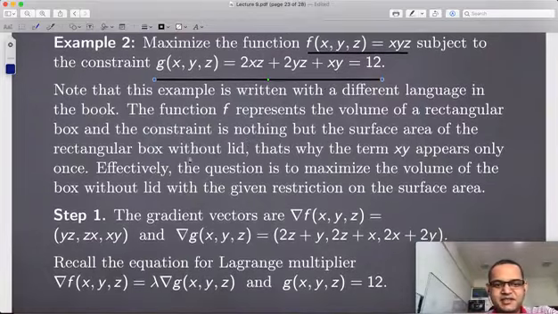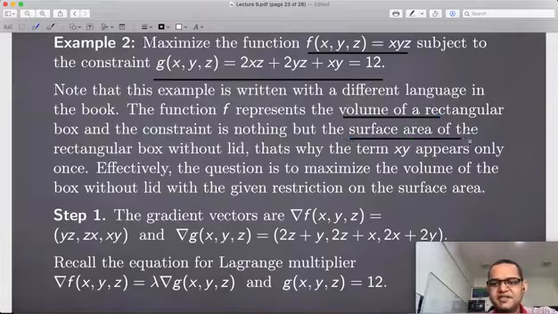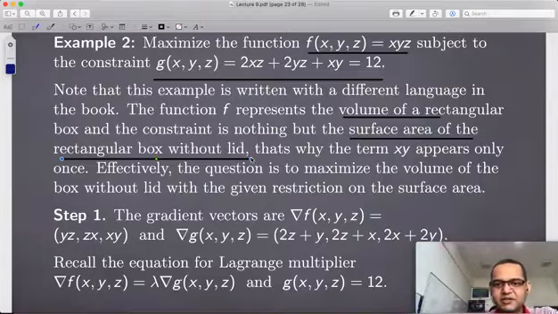So the example is written like this: try to maximize the volume of a rectangular box with the constraint on the surface area of this rectangular box without the lid. Basically one face is missing, so that is why only x times y, not twice. Because there are 6 faces and the opposite faces have the same area. So we are trying to maximize the volume when the surface area of the box without lid is fixed. What is the combination of x, y and z for which we get the maximum volume? This is what the question is.